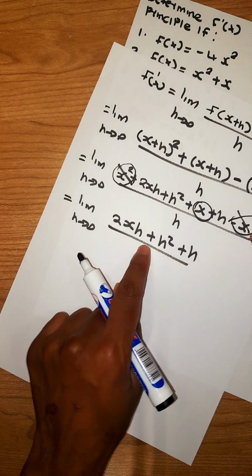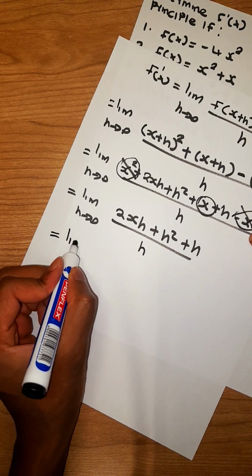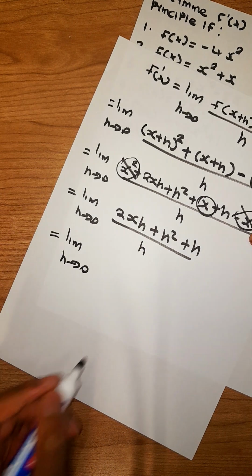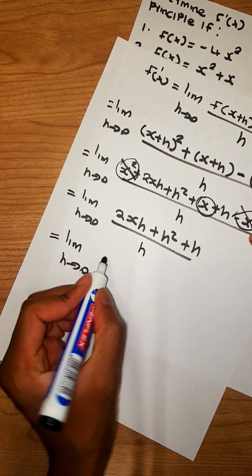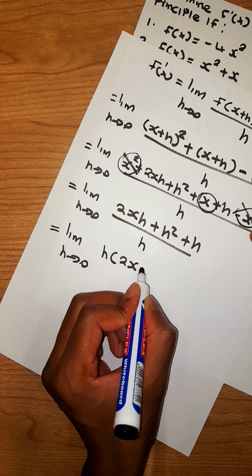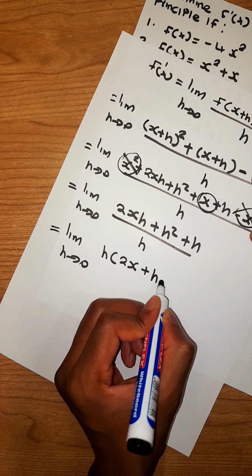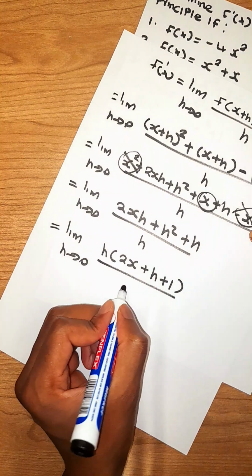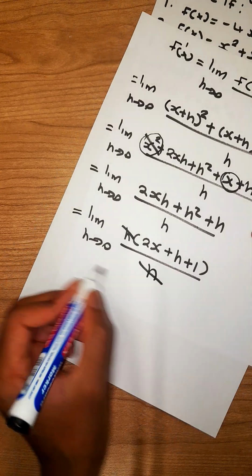So you want to take the common factor of h. This is a common step. And most of the time you want to take out the common factor of h. If you take out the common factor of h, you are left with 2x plus h plus 1 divided by h. So the h and the h will cancel out.